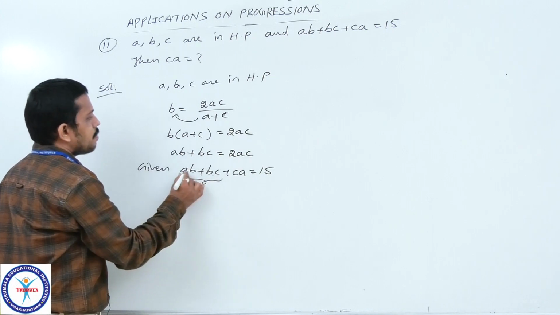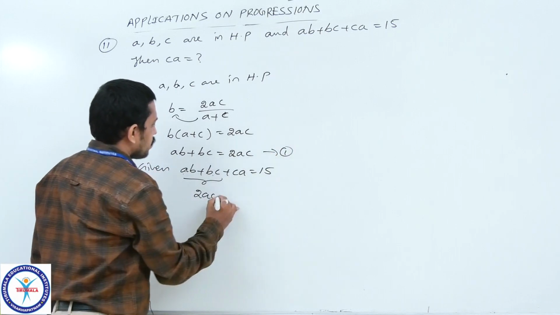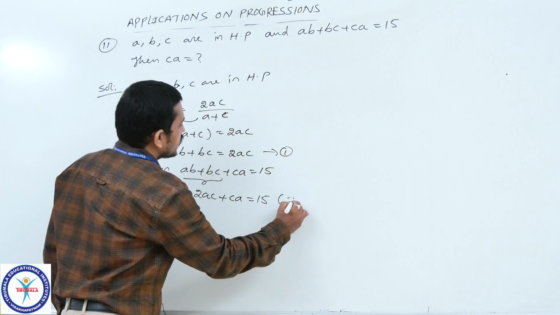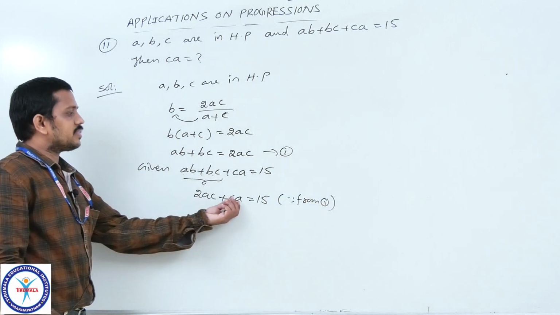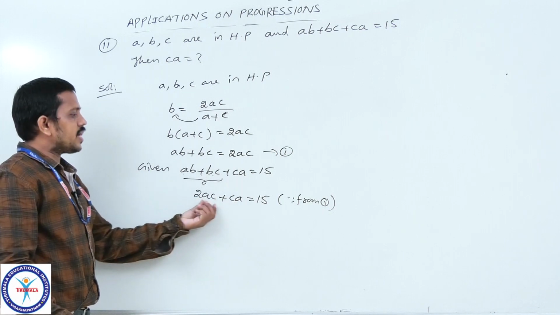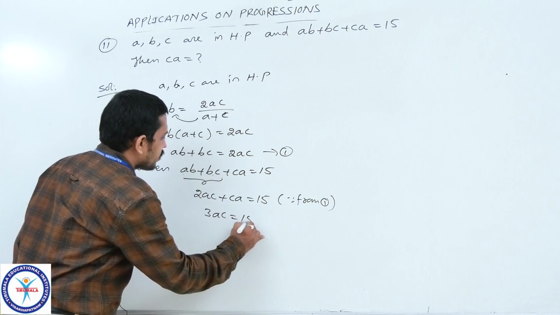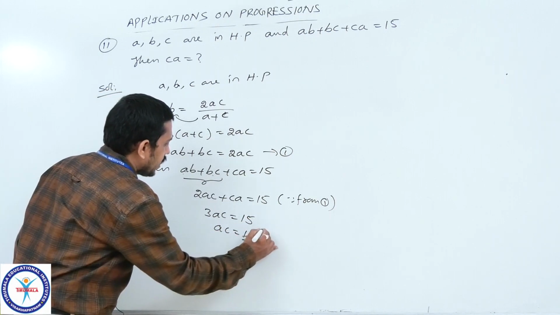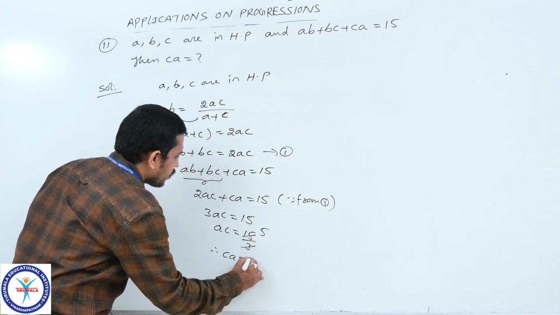Here it is given that AB plus BC plus CA is equal to 15. But AB plus BC is equal to 2AC. So replace AB plus BC by 2AC, plus CA is equal to 15, since from 1. 2AC plus CA or AC, both are the same. 2AC plus AC, 3AC is equal to 15. So AC is equal to 15 by 3, 5. So therefore CA is equal to 5.